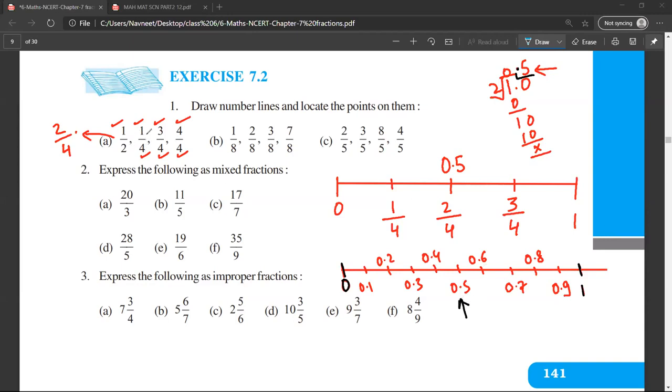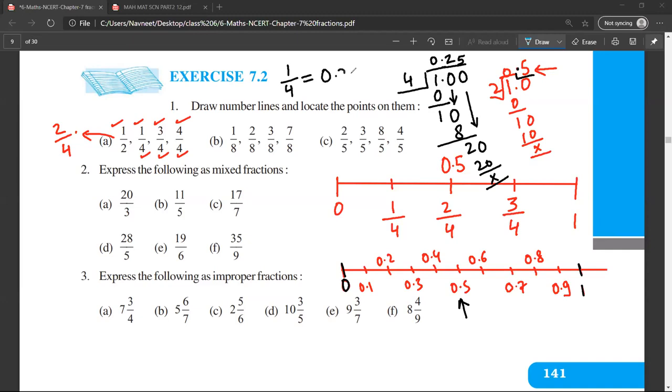When I see 1 by 4, and I do decimal division, how do I do decimal division? So 4 can't divide 1. So I write 0 here, 1 comes down, I put a decimal, I put a 0, this 0 comes down, 4 twos are 8, 2, I write another 0, this 0 comes down, and this is equal to 0.25. Sarthak, is there any problem? No, sir. So 1 by 4 is also equal to 0.25.